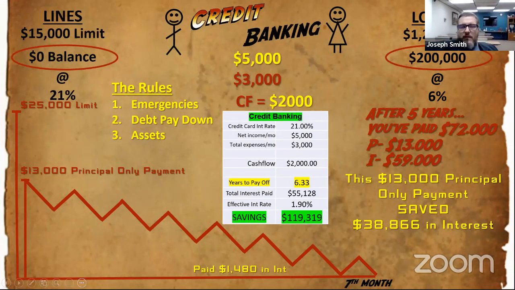So if you look at this breakdown, if we were to continue the credit banking strategy using the lines of credit at 21% interest, and your income doesn't change and your total expenses don't change, right? Then that means that your cash flow is 2,000. It would take you 6.33 years to pay this off. Now, keep in mind that this already took 7 months. So take 7 months off of that, and so it's less than 6 years. It's 5 years. So it took you 5 years to pay off just $13,000 of your house, right?